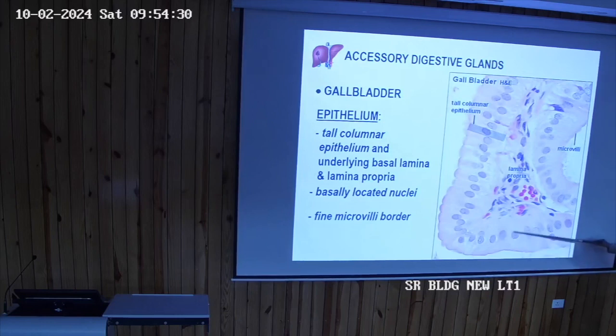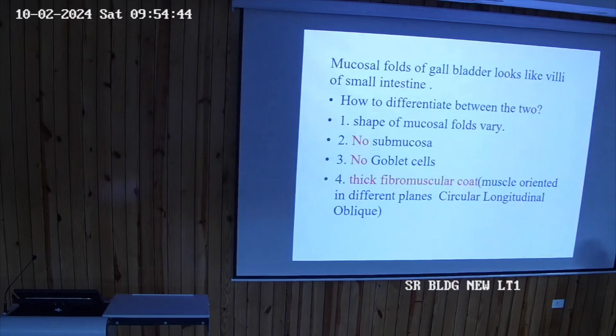What are the features of simple columnar epithelium? Elongated cells, nucleus towards the base, yes, and on the upper part what will they show? Microvilli. And because of this, this epithelium is known as brush border epithelium. Now the differentiating features from the ileum or small intestine: there are no goblet cells, there is no submucosa, there is no muscularis mucosa. And in the intestine we have seen the arrangement of circular and longitudinal layers. There is no such organized arrangement here, only a disorganized arrangement of smooth muscle cells. So these are the differentiating features of the gallbladder from the small intestine.